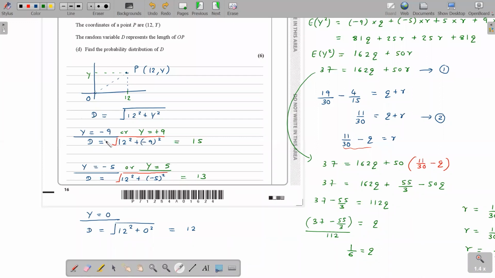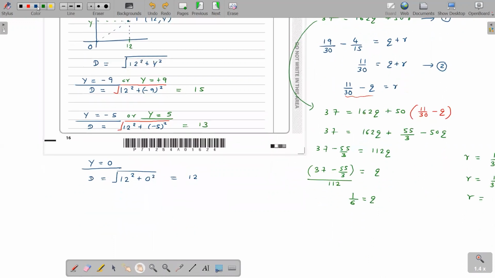So the answers for y equals minus 9 and plus 9 are the same. The answers for y equals minus 5 and plus 5 are the same. For y equals 0, we get a separate answer. You can see I get 3 different lengths for D. So how do you make it a probability distribution? Make the table for D. What are the D values we have? What are the variable values we have?